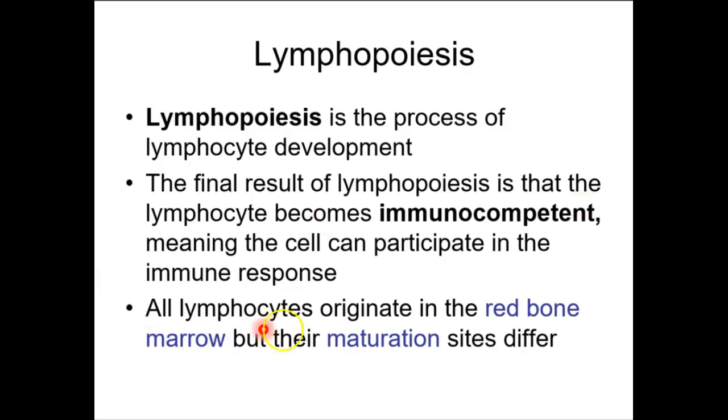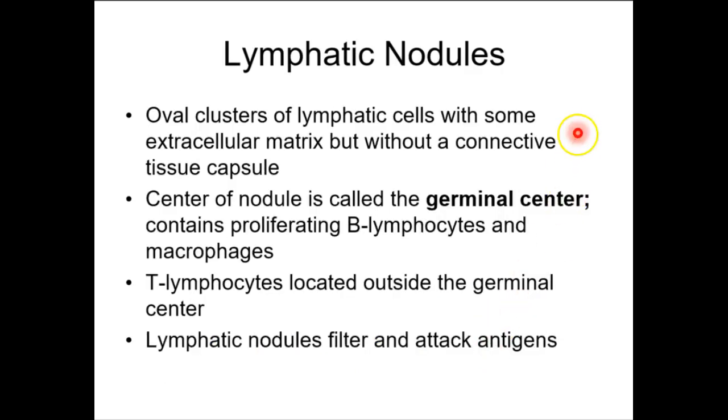So all lymphocytes originate in the red bone marrow, but their maturation sites differ. So lymphatic nodules. There's a variety of locations where you will find lymphatic nodules. This is not the exact same concept of lymph nodes. Lymph nodes are a specific kind of lymphatic nodules. When we say lymphatic nodule, we just mean that there's going to be a place where a lot of white blood cells will be found.